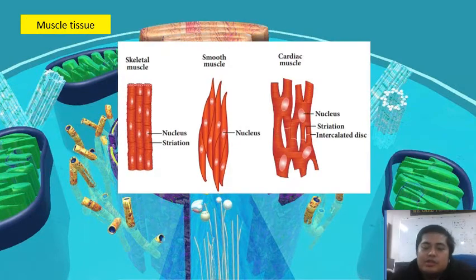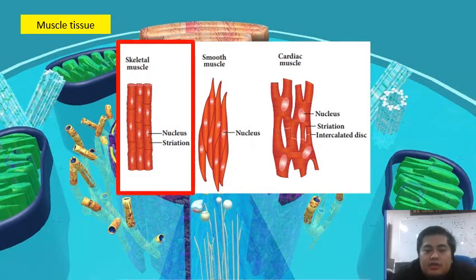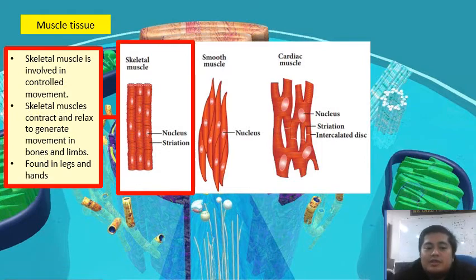Next is our muscle tissue. So muscle tissue, kita ada 3 jenis muscle tissue, which is skeletal muscle, smooth muscle dengan cardiac muscle. So first, skeletal muscle. So skeletal muscle is involved in controlled movement. So skeletal muscle contracts and relaxes to generate movement in the bones and limbs. So found in legs and hands.